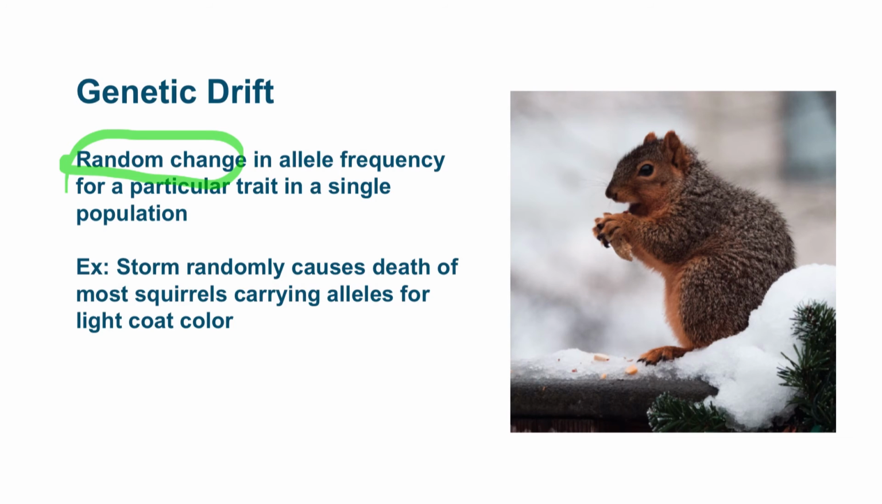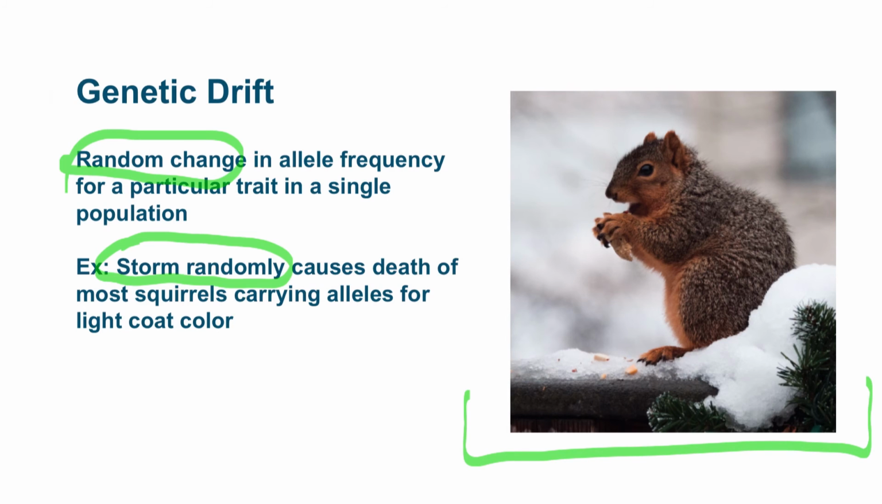An example is that maybe a storm randomly kills the majority of squirrels in a particular population that are containing alleles for a light coat color. As a result of this storm, the coat color of the population would move towards something much darker because the lighter colored squirrels had been randomly killed in that storm. So genetic drift can cause a change in the allele frequency in a population, but it's completely due to something random rather than to an adaptation, which is how natural selection functions.